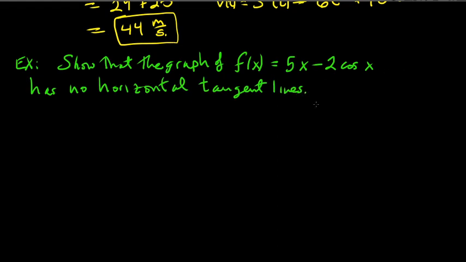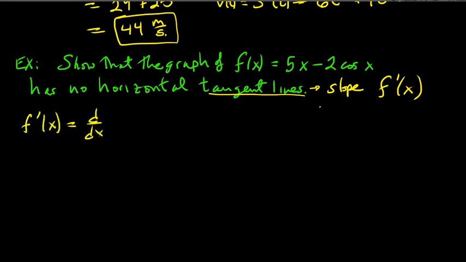There's no horizontal tangent lines. Okay, so how do we do that? Well, how do we find the slope of a tangent line? To find the slope of the tangent line, we need to take the derivative, f prime of x. So let's do that now.